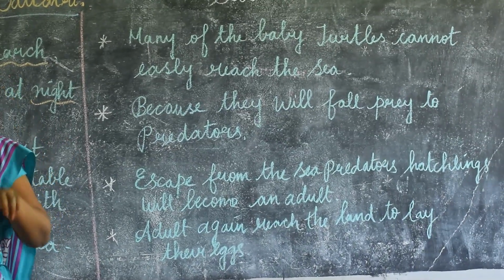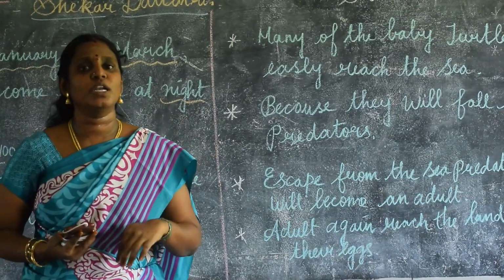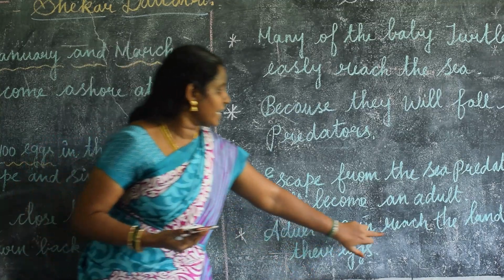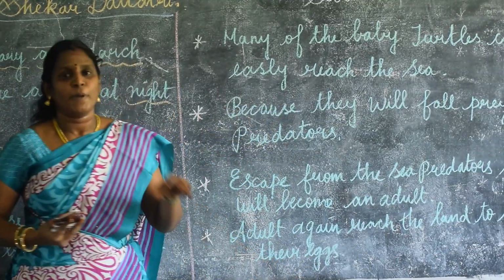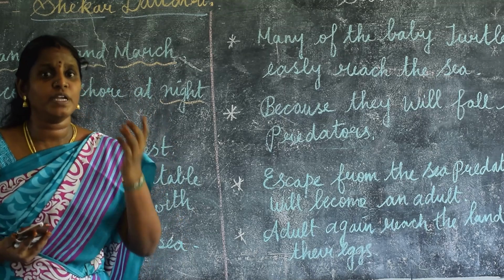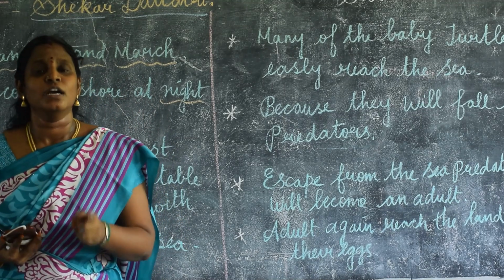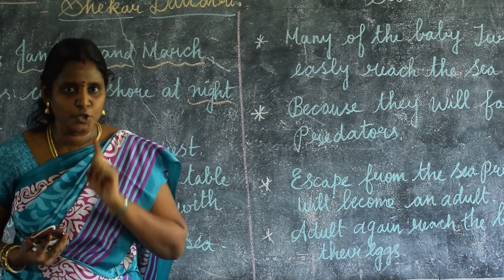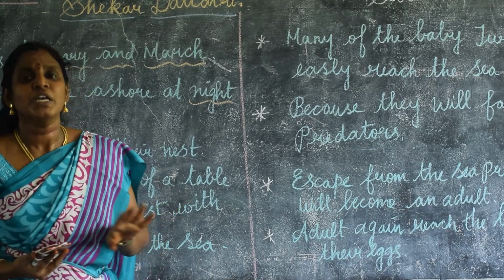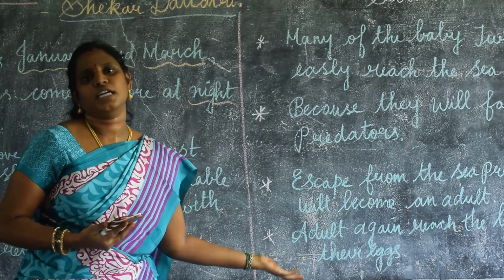After they become adults, they again return to the sea to lay the eggs. Adults can again reach the land to lay the eggs. Only to lay the eggs, they come just once. They do not come to land for any other reason.